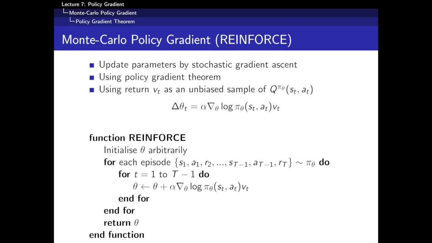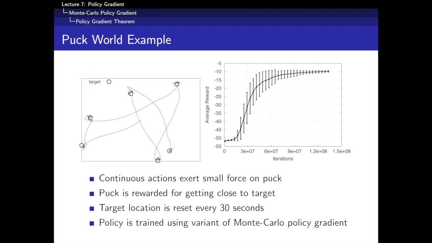Okay, so here's a little example. This is using that same Monte Carlo policy gradient with a particular policy parameterization. The idea is that you start off with this puck in this world, and this puck is sliding along. There's very low friction in this domain, and you just get to exert a small force on it every time step, which can slightly perturb its direction. So if you're not careful, it can really overshoot its target. The target is given by this pentagon, which moves around every now and then, and the puck has to try and reach that target.